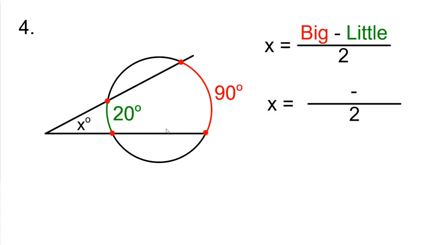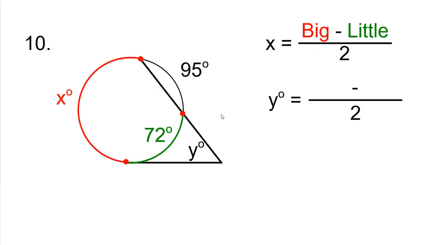All right, number 4. Here we have two intersecting segments or secants. So we do the big minus the little divided by 2. So that's going to be 90 minus 20 divided by 2. Subtracting those two gives us 70. Half of 70 is 35 degrees. That was fast.